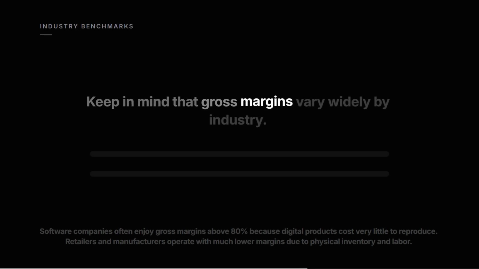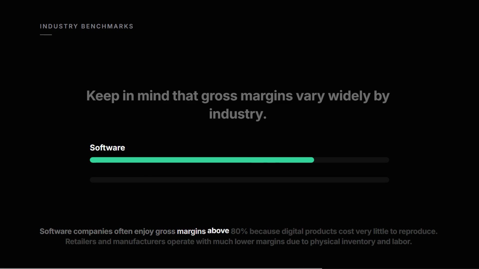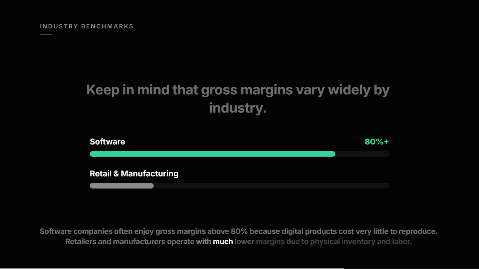Keep in mind that gross margins vary widely by industry. Software companies often enjoy gross margins above 80% because digital products cost very little to reproduce. Retailers and manufacturers operate with much lower margins due to physical inventory and labor.